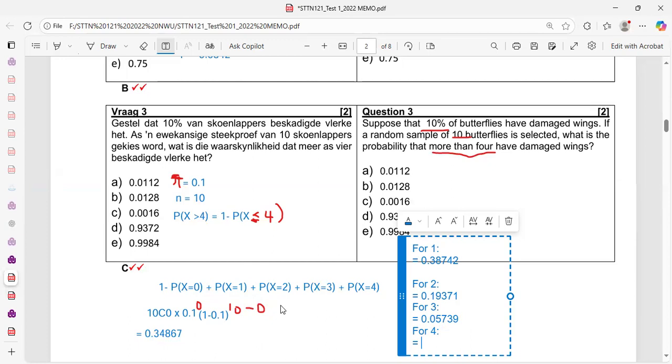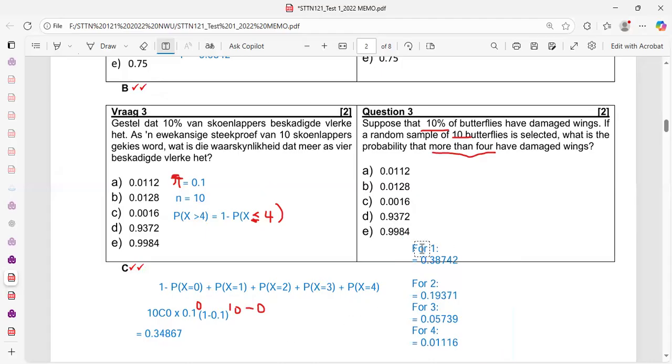I got 0.0111 and 6, which is 5 decimals. Now I have the probability for 0, and I have the probabilities for 1, 2, 3, 4.